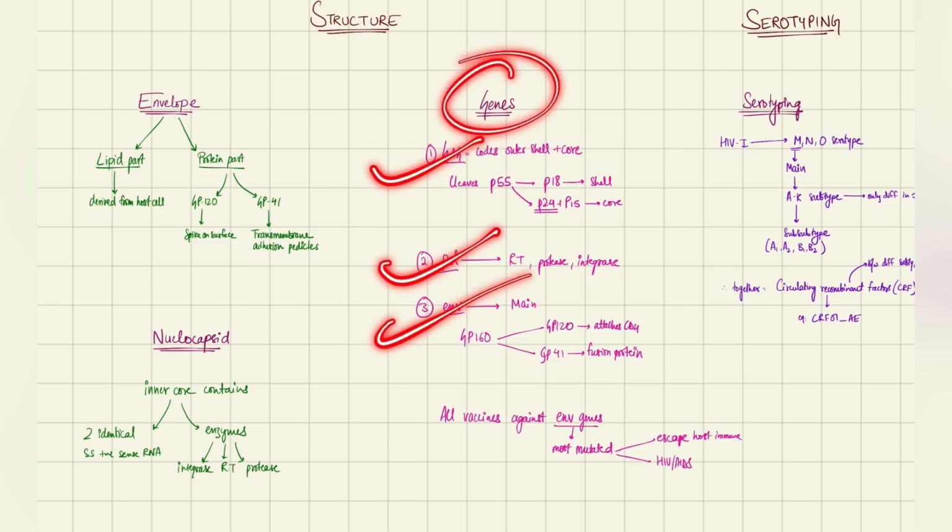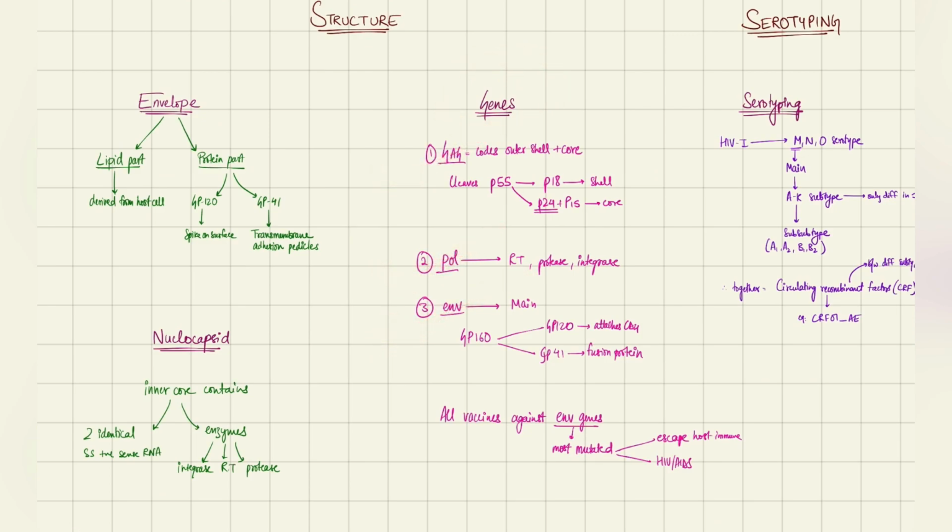Then there are the genes GAG, Pol, and Env. GAG is responsible for formation of the outer shell and inner core, made up of p55 cleaving into p18, p24 and p15. Pol is responsible for the enzymes, and the envelope gene is responsible for gp160, gp120 and gp41.